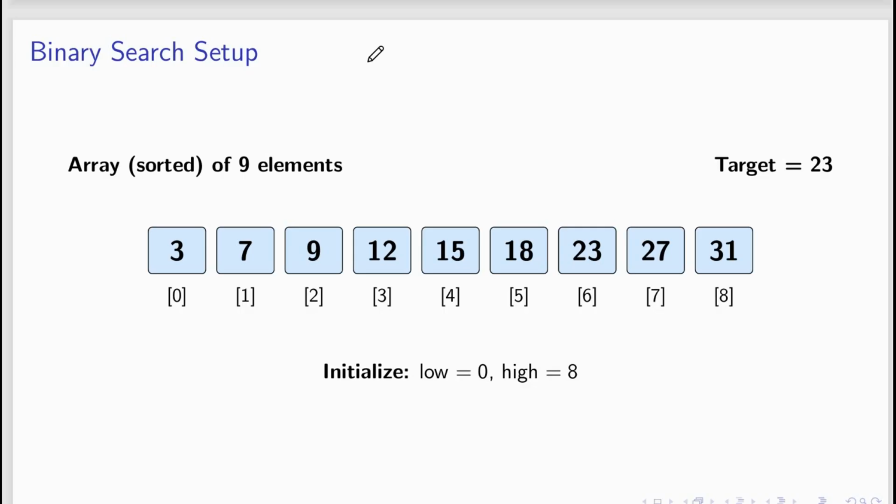I have given one example. For example, this is a sorted array: 3, 7, 9, 12, 15, 18, 23, 27 and 31. And then the index numbers start from 0, then 1, 2, 3, 4, 5, 6, 7, 8. The last one is 8. It means low is 0. Low is at this place and high is at this place. This is the low arrow and this one is the high arrow.